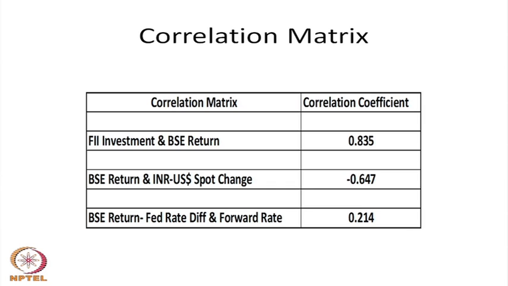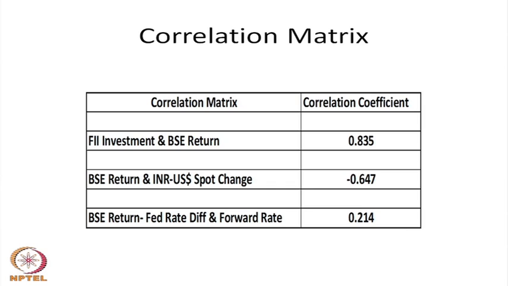Similarly, I found the correlation between BSE return and the INR USD change. The fluctuation of the INR and USD spot rate and the BSE index are negatively correlated. When BSE return is declining, INR fluctuates highly; when BSE return is increasing, the INR spot fluctuation is declining. This is a negative correlation of 0.64, which indicates that to some extent relationships are there between these two variables.